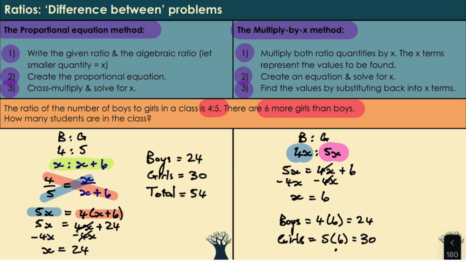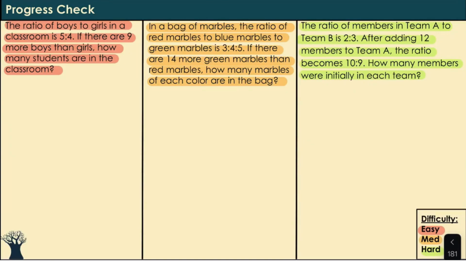Of course, we would add those together for the total and get 54. Progress check. Have a go yourself, then check your answers with mine. The ratio of boys to girls in a classroom is 5 to 4. If there are 9 more boys than girls, how many students are in the classroom?